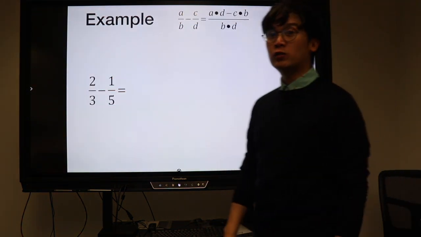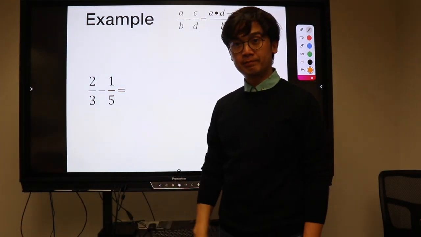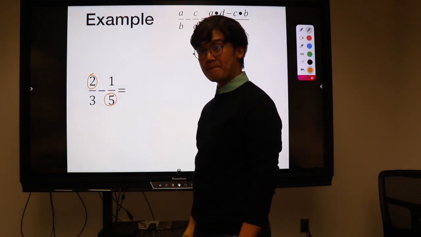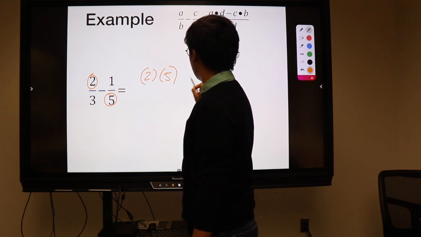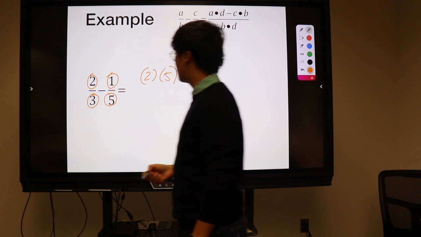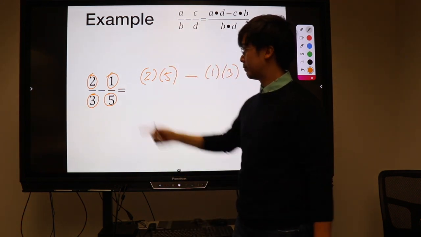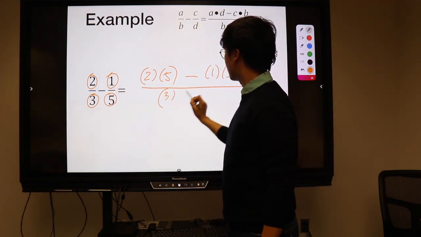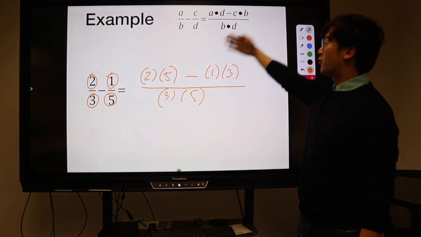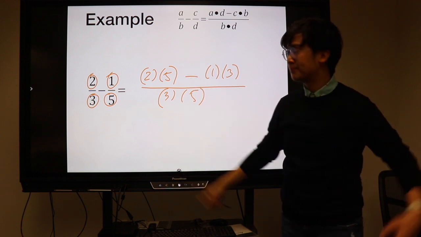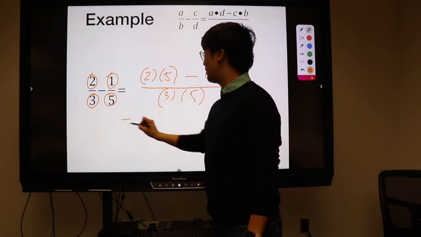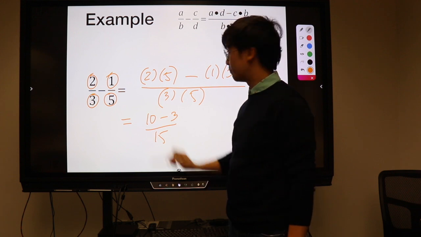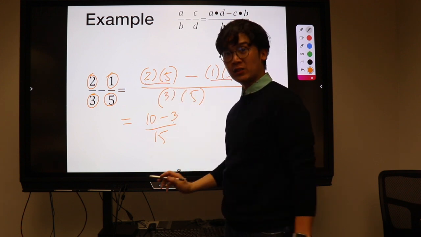Now, 2 over 3 minus 1 over 5. They don't have the same denominator, right? So we're going to apply the formula. The formula is, you multiply that, 10, and you subtract it with the product of this, which is 3. 10 minus 3 is 7. And then this and this. No, I'm just showing first how I use the formula in this problem so that it makes sense. So now that I used the formula, I'm just going to simplify it, which is 10 minus 3 all over 15, right? 2 times 5 is 10, 1 times 3 is 3, 3 times 5 is 15.